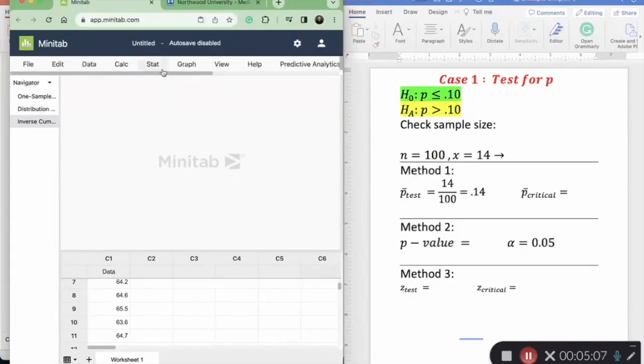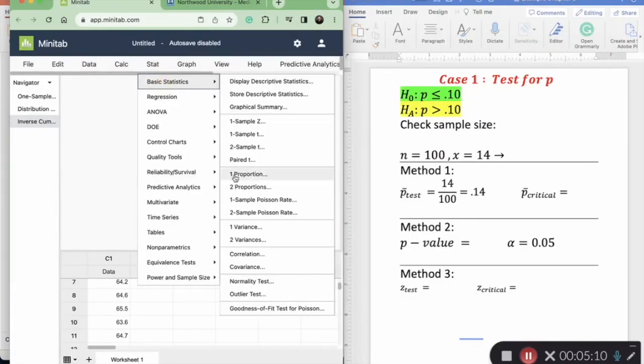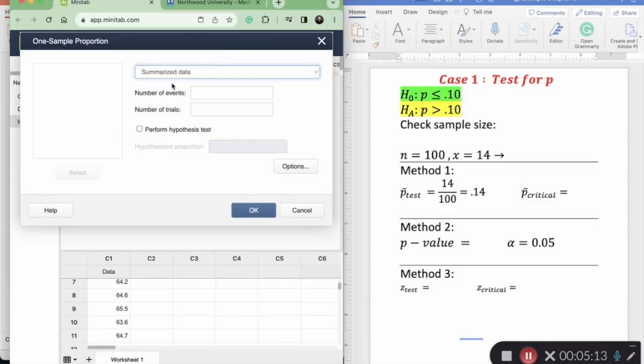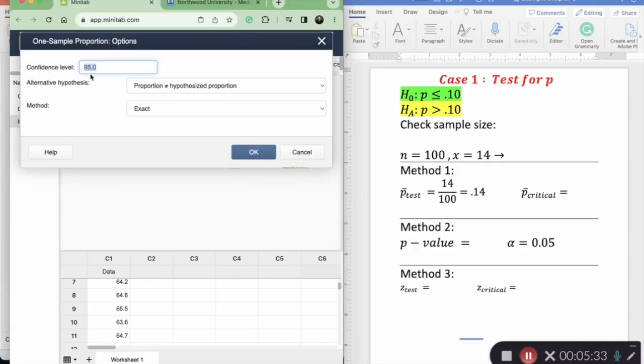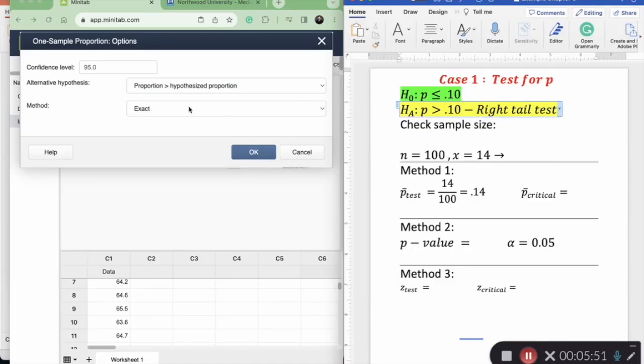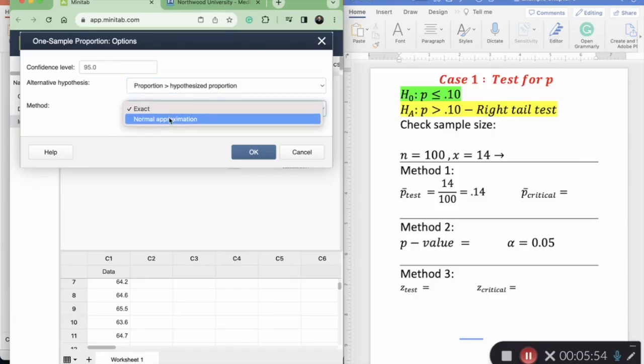Let's go to stats. We have one proportion test. Summarize data. Number of events, the sample, is 14. Number of trials, we have 100. Number of events is the x value. Perform hypothesis testing, 0.10. Confidence level, 95%. Proportion is greater than hypothesized proportion. This is my alternative hypothesis. By the way, this is a right tail test. Do we need the exact method? No, we are going to use normal approximation.